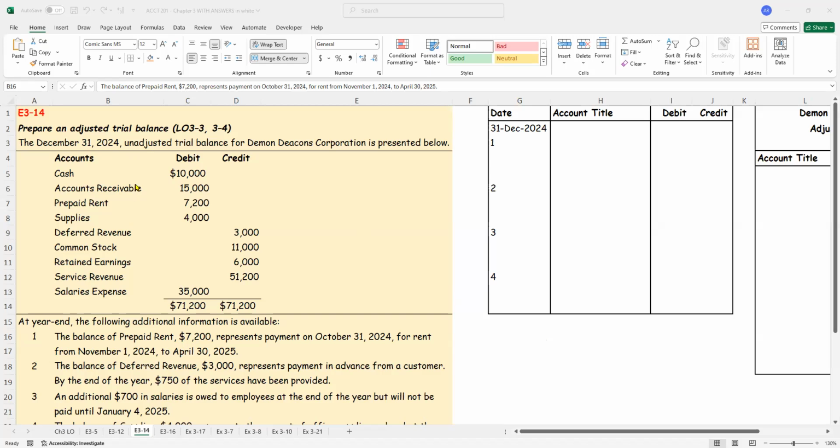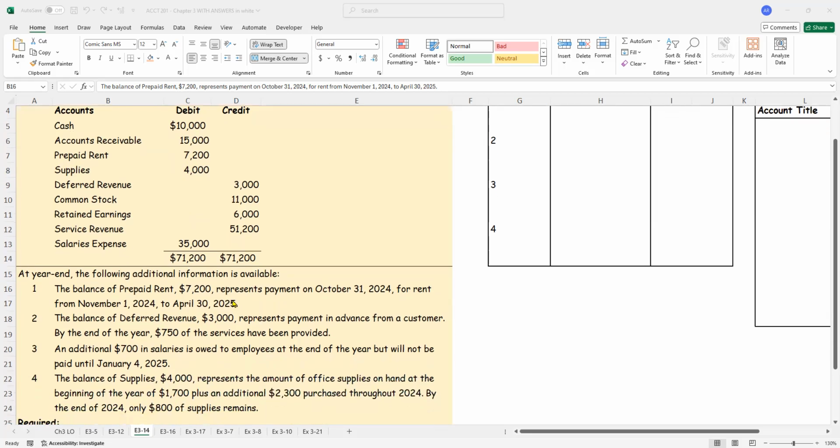They've given us various accounts. We have cash, receivables, prepaid rent, supplies. These are all assets with debit balances. We have deferred revenue, which is a liability with a credit balance. We have common stock and retained earnings. These are equity accounts with credit balance. We have service revenue that has a credit balance and salaries expense that has a debit balance. Now let's see what information has been given to us.